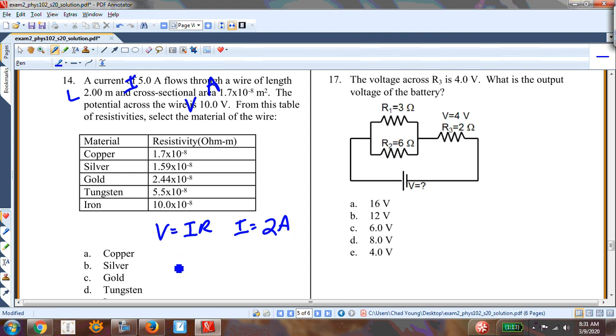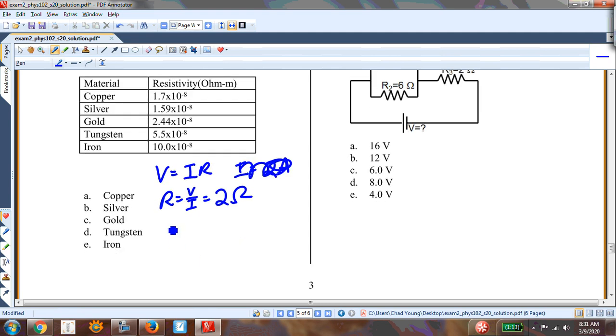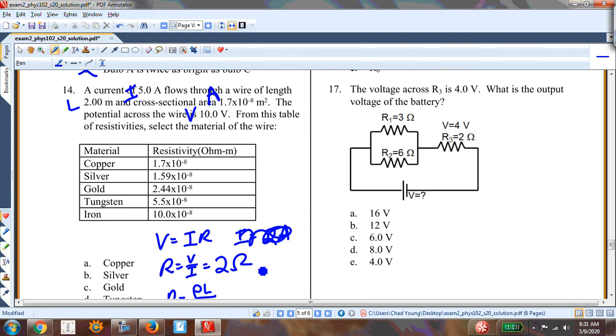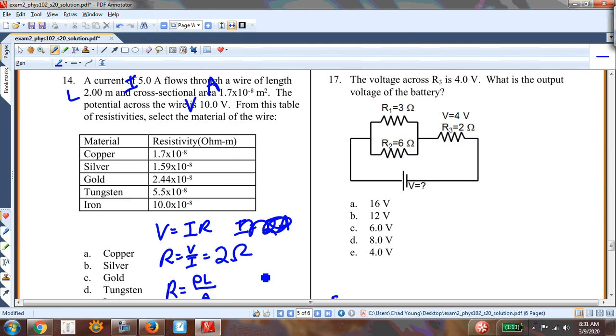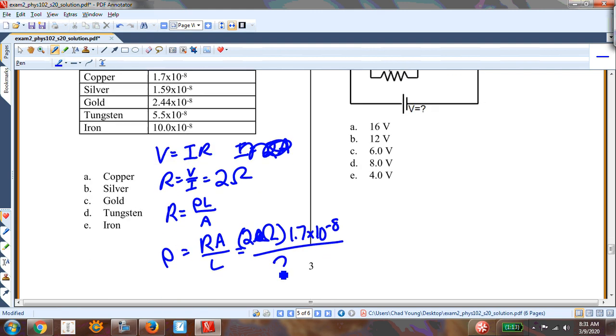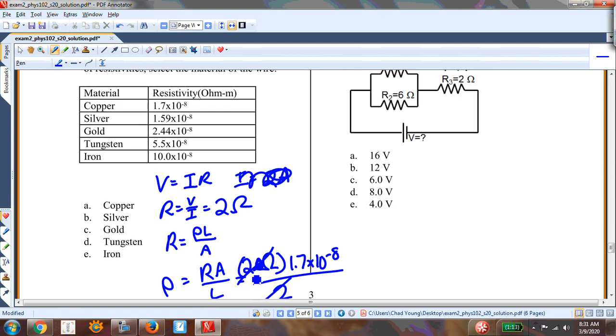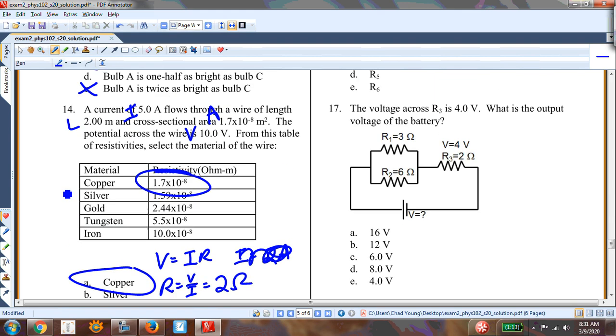And then, excuse me, not I. R is V over I. That's 10 over 5, or 2 ohms. And then, since I know that R is equal to rho L over A, rho is equal to RA over L. So I have 2 ohms, A is 1.7 times 10 to the minus 8, divided by the length, which is 2. So that cancels, 1.7 times 10 to the minus 8. Copper is the right answer.